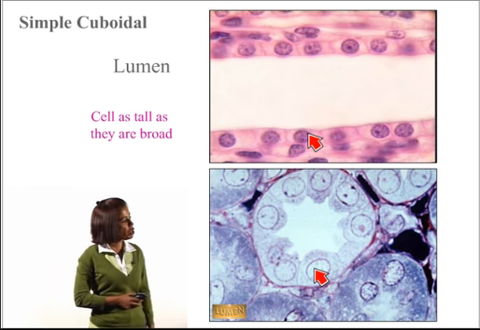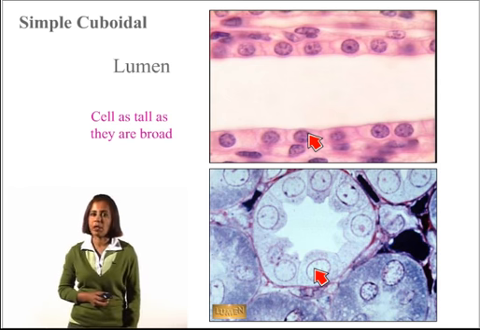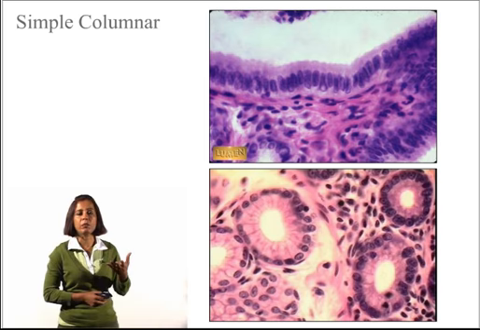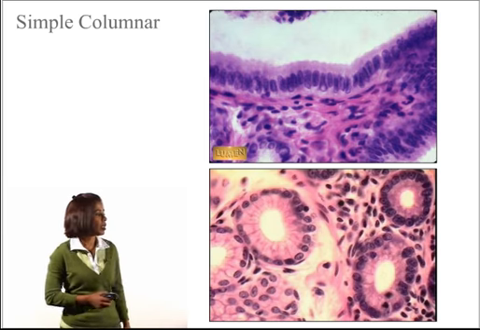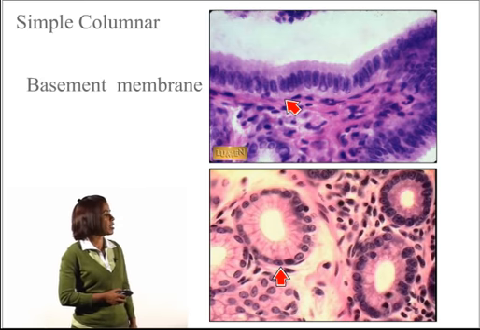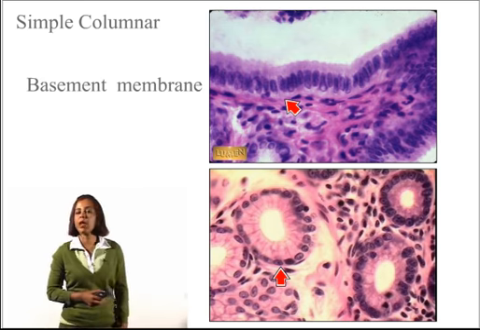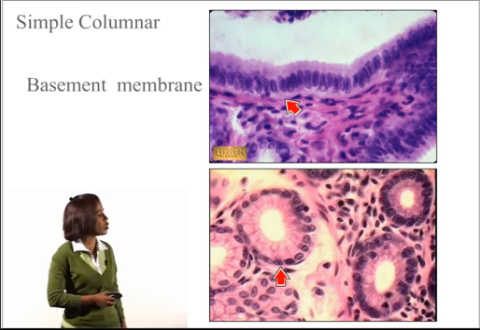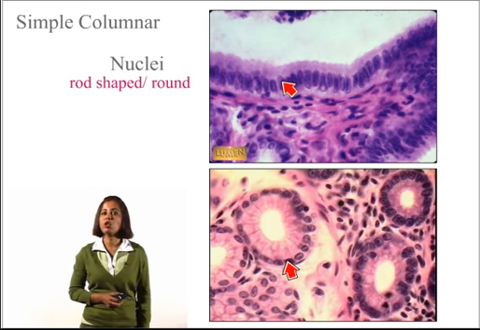Now let's move on to simple columnar epithelium, and like the name suggests, they are columns. That's why it's called columnar. Once again, we have the basement membrane, and sitting on top of the basement membrane, you have the cells where you can see the nuclei very distinctly. The nuclei may be rod-shaped or they may be round.